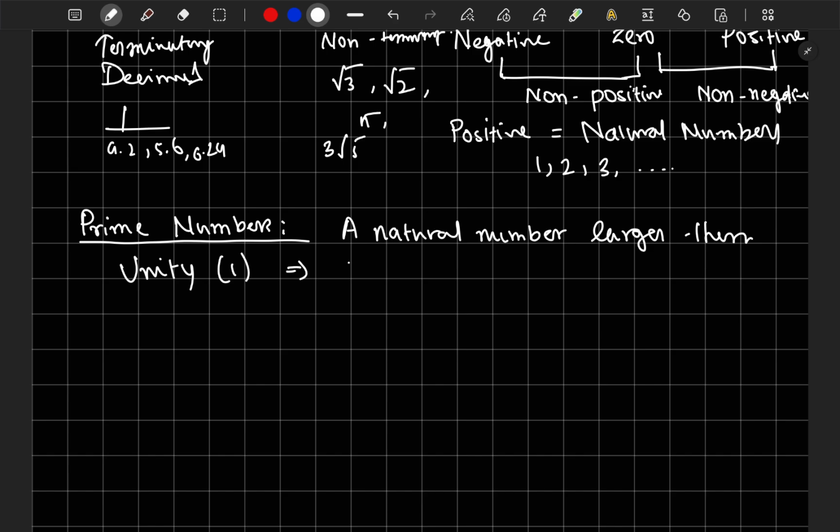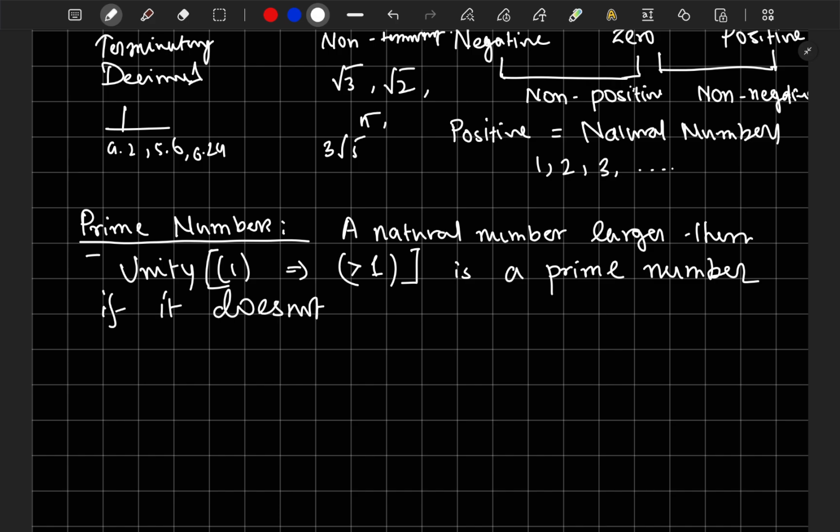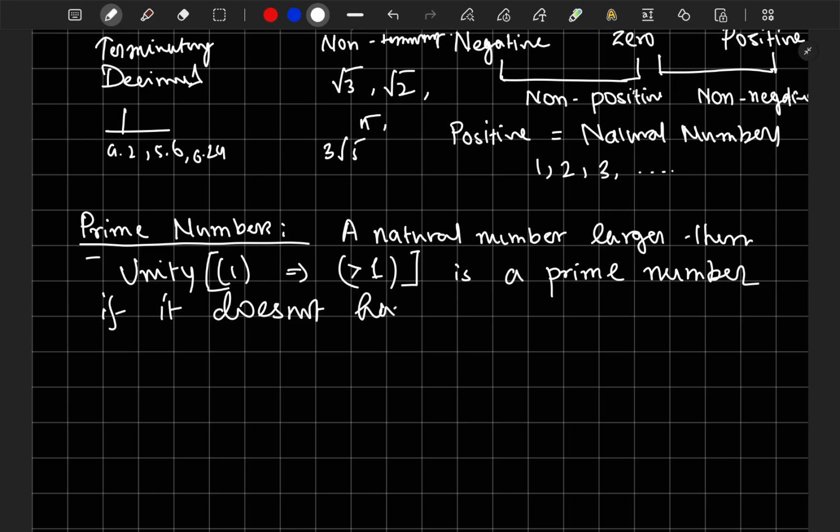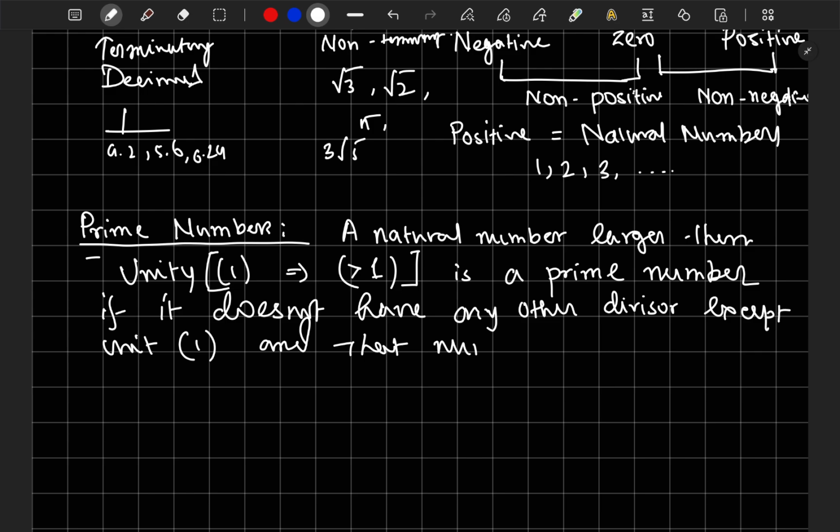So it must be greater than 1. A natural number larger than unity is a prime number only if it doesn't have any other divisor except unity and that number itself.